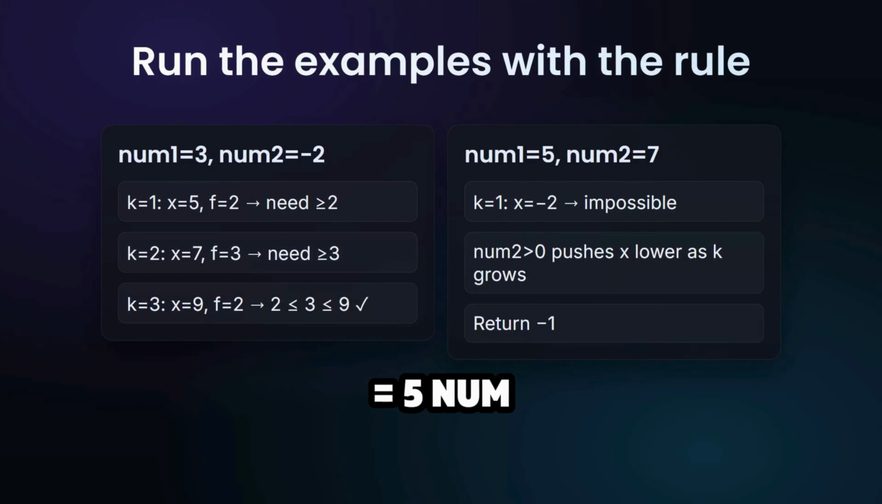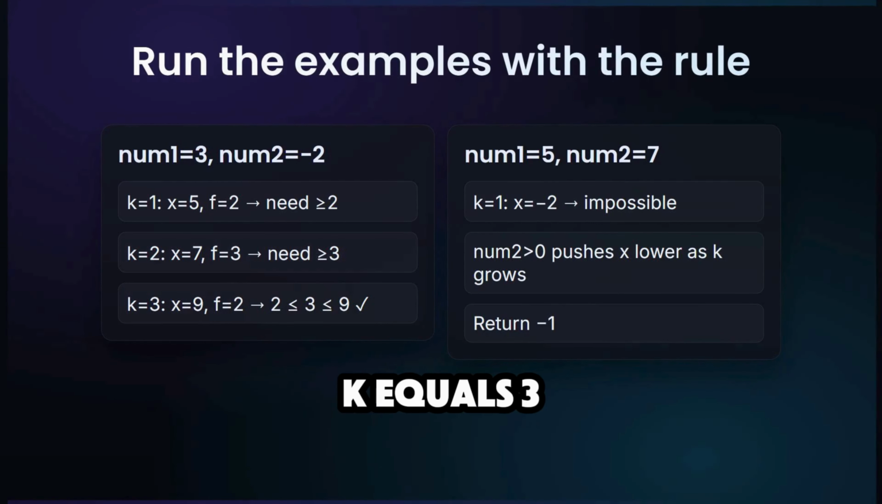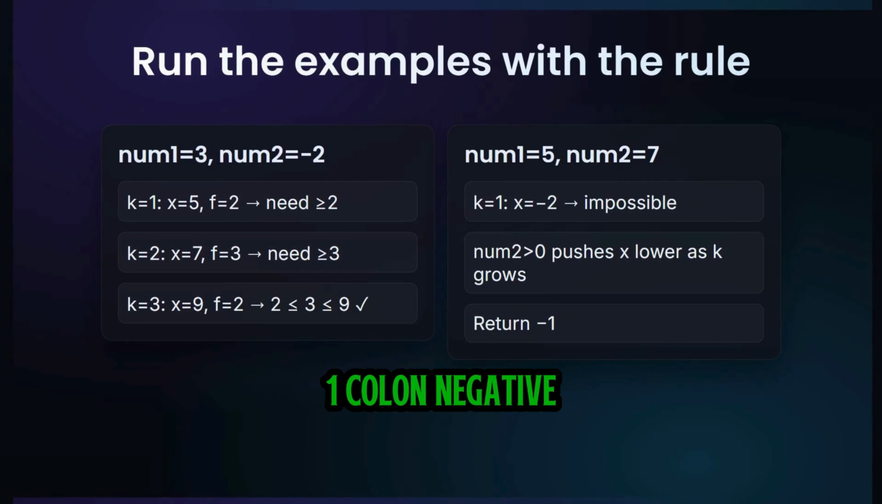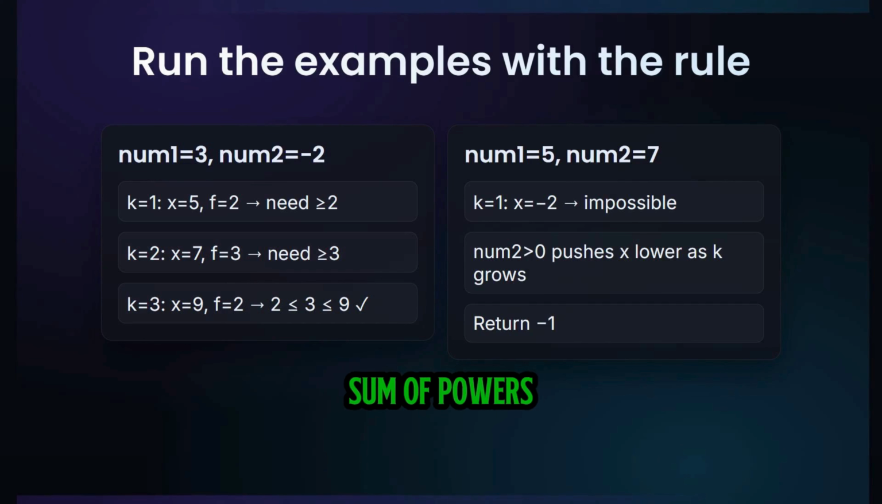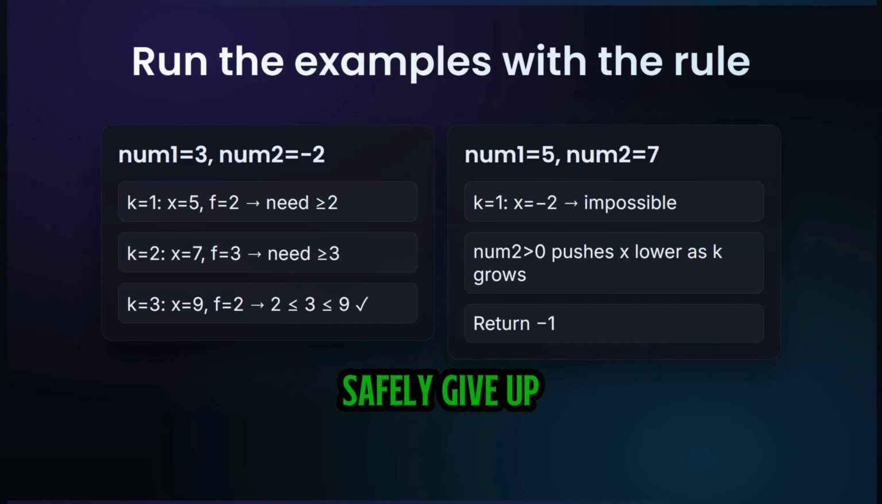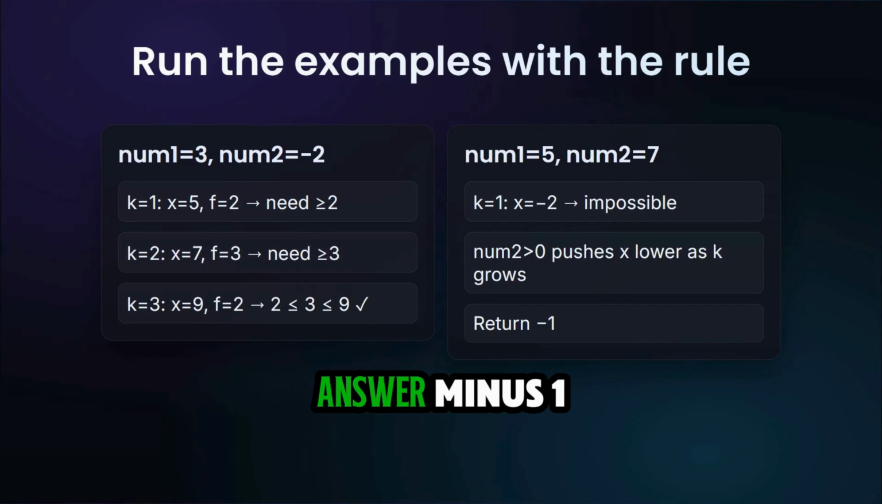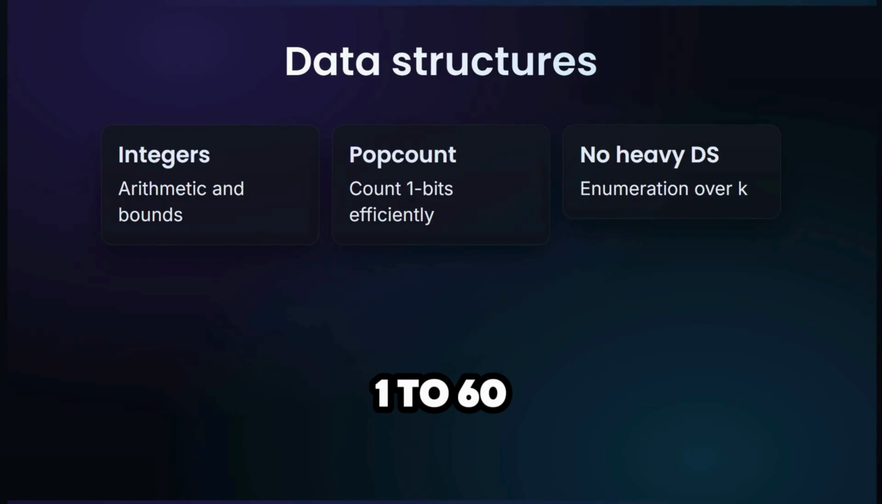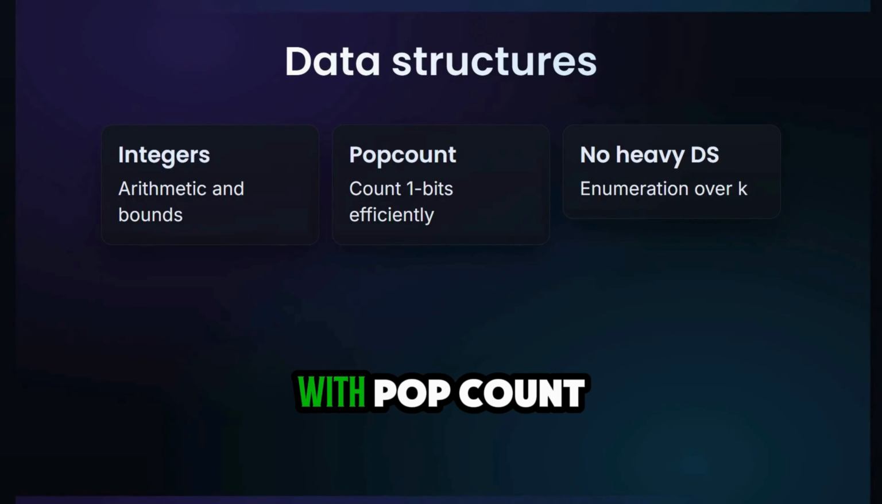For num1 equals 5, num2 equals 7. K equals 1: x is negative. Can't be a sum of powers of 2. Since num2 is positive, increasing k will push x even lower, so we can safely give up. Answer, -1. Approach 2. Enumerate k equals 1 to 60 and check feasibility with pop count.